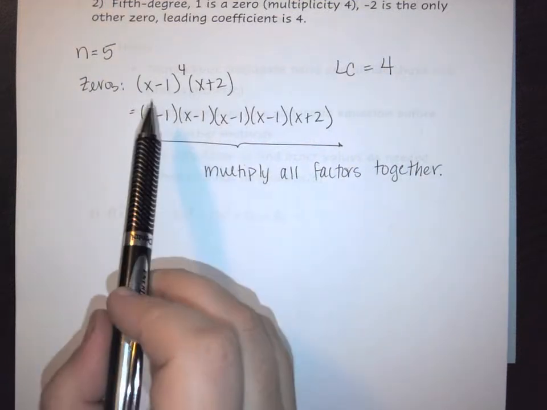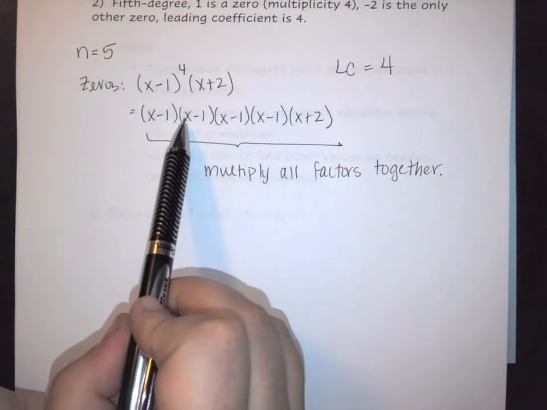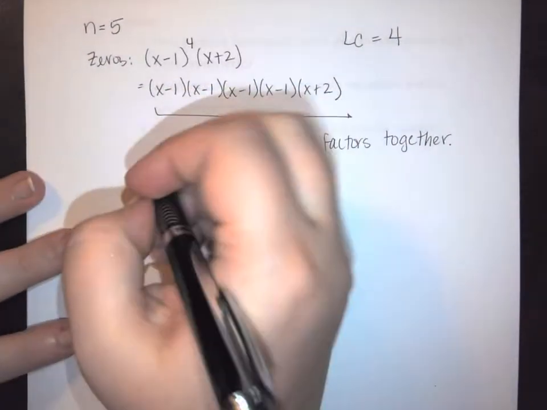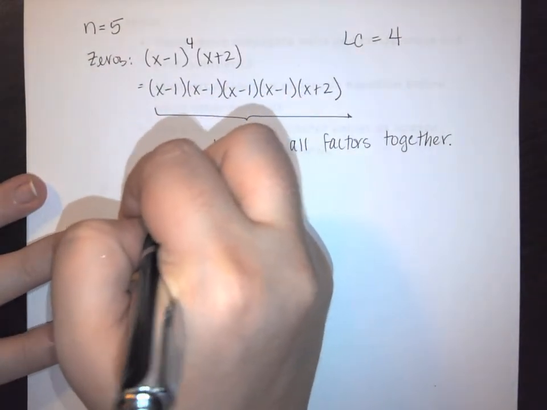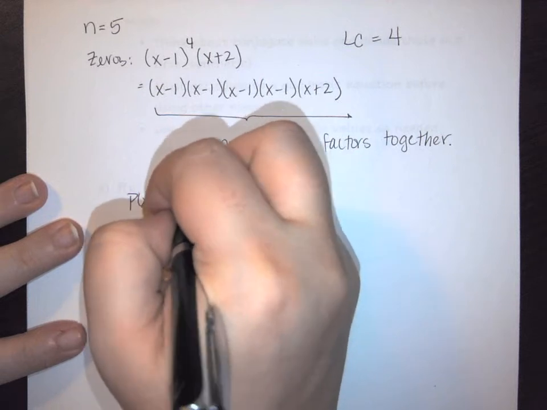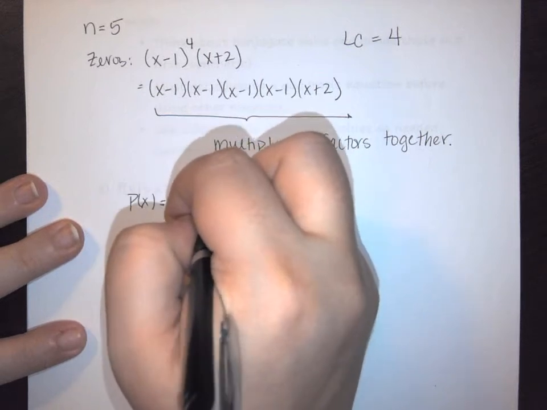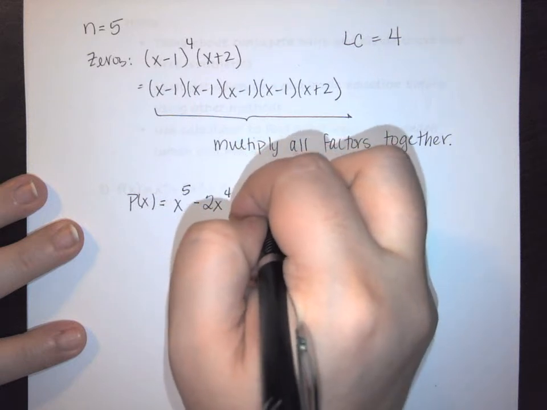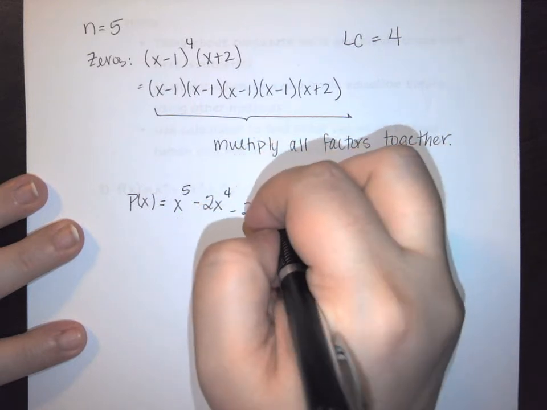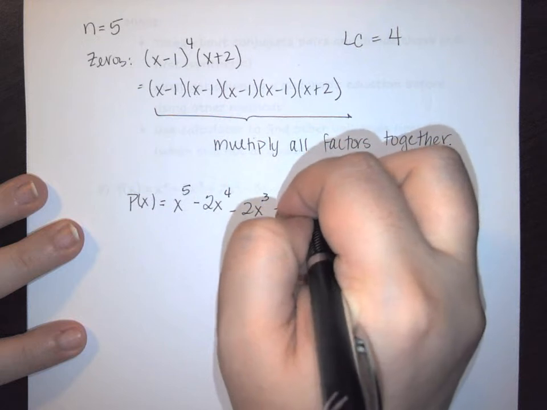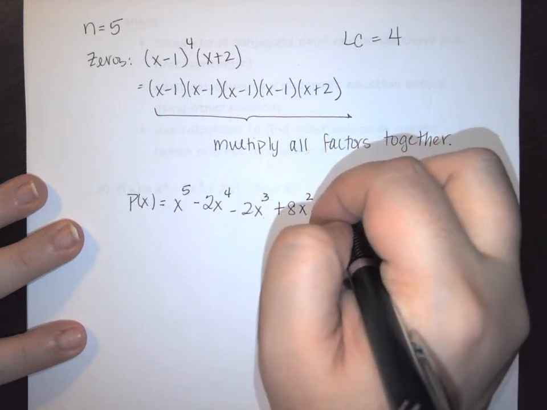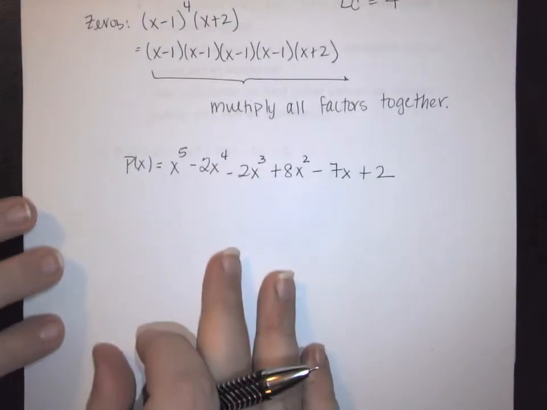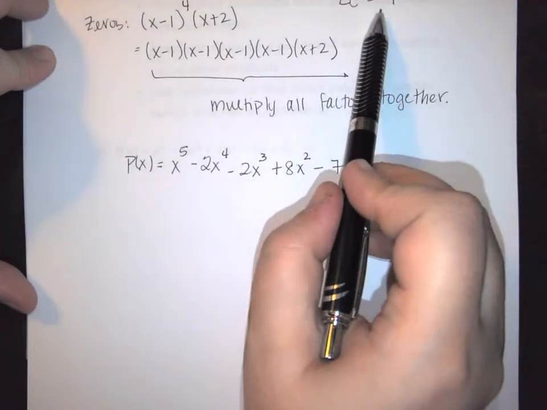The easiest way to do that is to pick two of them and FOIL them together, and then to start distributing things through. Once you do that, you should come out with x to the 5th minus 2x to the 4th minus 2x cubed plus 8x squared minus 7x plus 2.